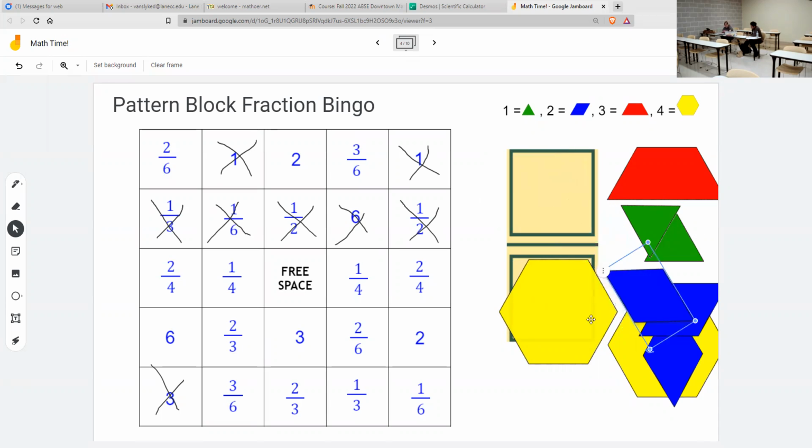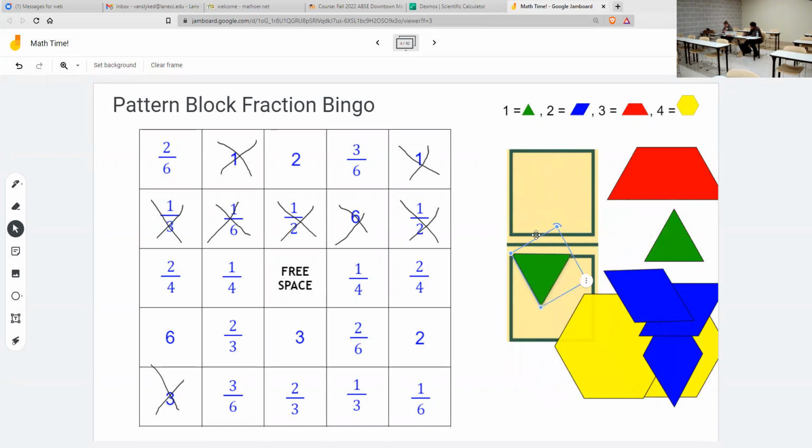1 and 1. Lots of greens. Use a green with something else you have. I'm surprised there's no bingos. 1 and 1. That's what we did, no?